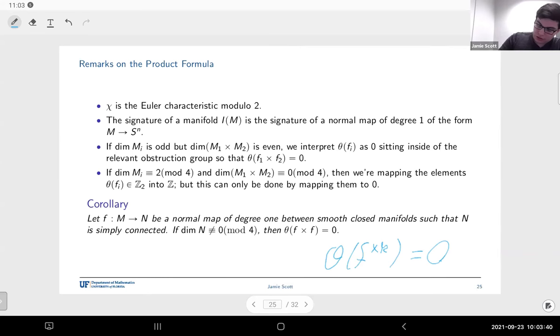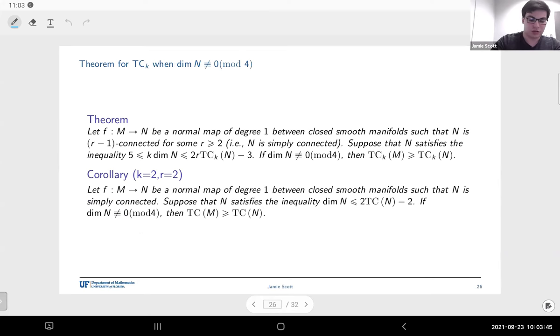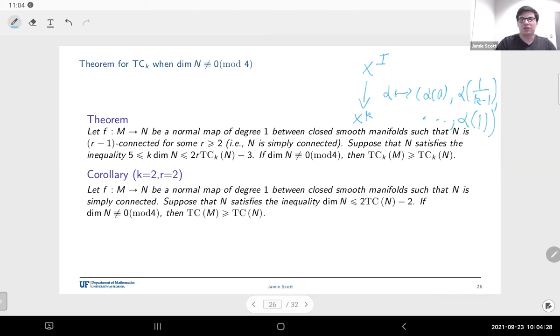All right. Now we can talk about the theorem for higher topological complexity. I should say what higher topological complexity is, real quick. So if we have X to the I and we map down to X to the k, alpha maps to alpha of 0, and then we have k minus 2 stops in between. So k has to be at least 2. And I believe it's alpha of 1 over k minus 1, and then we just keep going until alpha of 1. If I'm off by 1 on that denominator, I apologize. And so that's what that map looks like, and we're looking at the sectional category of that.